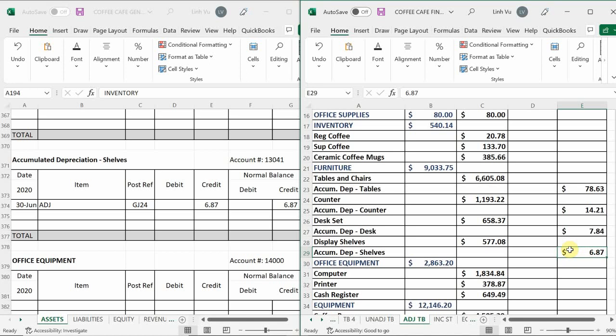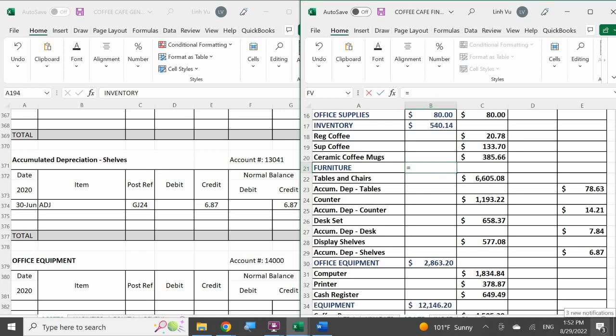Okay. So how is this formula going to work? Right now, my total balance for my fair market value, or my original historical cost, is currently $9,033.75. That doesn't include my contra account. So now what I want my books to show is the book value after I've depreciated it, right? So there's two formulas you can do. One of them is equal sum your debits minus equal sum your credits.